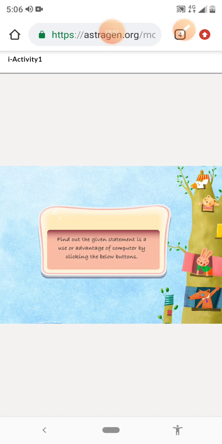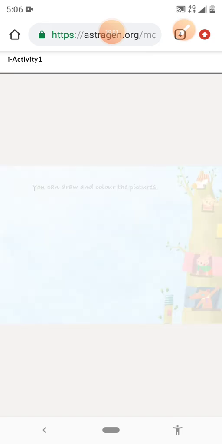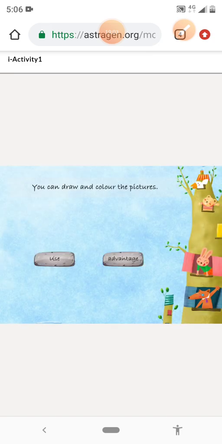Find out whether the given statement is a use or an advantage of a computer by clicking the buttons below. So we are going to start. You can draw and color pictures. So, is drawing and coloring pictures a use or an advantage? It is a use. We can use it.